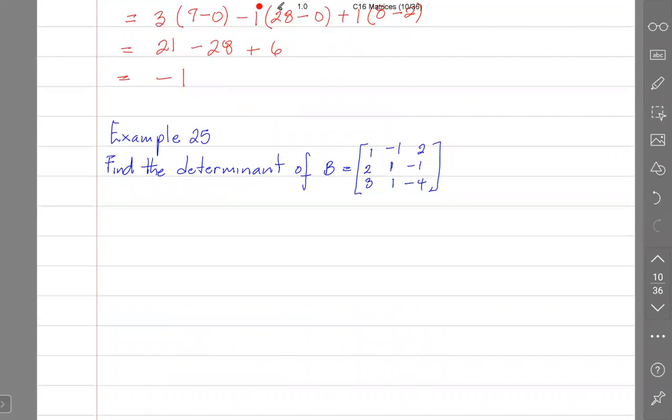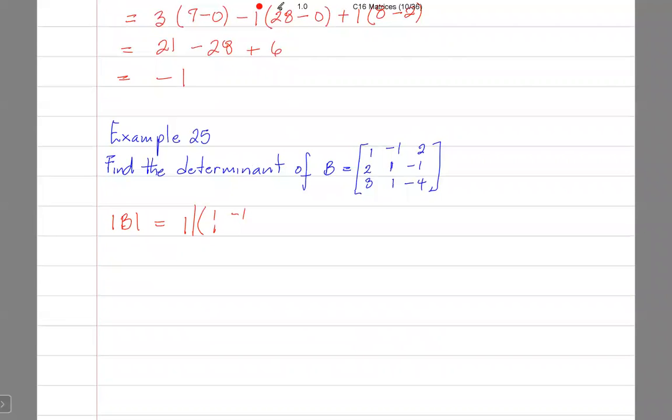25. Find the determinant of B. So the determinant of B would be 1 times the determinant of 1, 1, minus 1, minus 4, minus 1 times the determinant of 2, 3, minus 1, minus 4, plus 2 times the determinant of 2, 3, 1, 1.